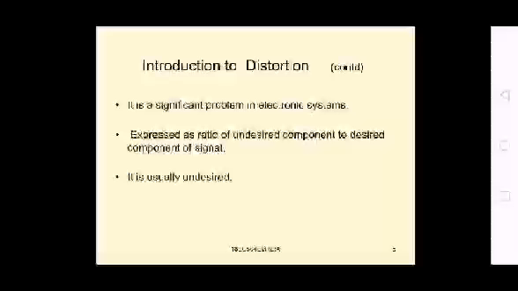The percentage of distortion should be small in any type of electronic system. So what is distortion? If it is asked as a 1 mark question, you simply write that it is the ratio of the undesired component to the desired component of the signal. The desired component is what you actually have to get, and due to distortion you get the undesired components also. That is called distortion, and it is usually undesired.